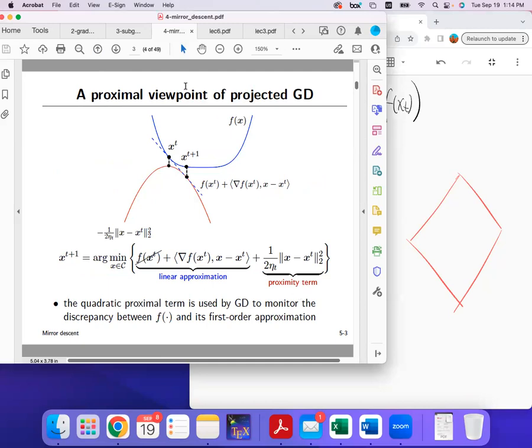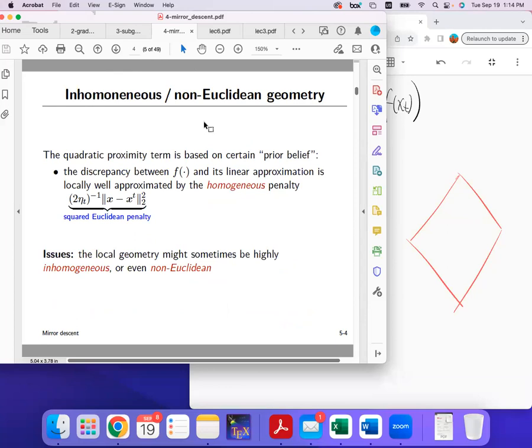But certainly not all the problems fit into this prior belief. There are some problems where it could be highly inhomogeneous. So the issue is that the local geometry of the underlying problem sometimes may be highly inhomogeneous or even non-Euclidean. So for those problems, if we still use this homogeneous distance term, it may cause a lot of issues.